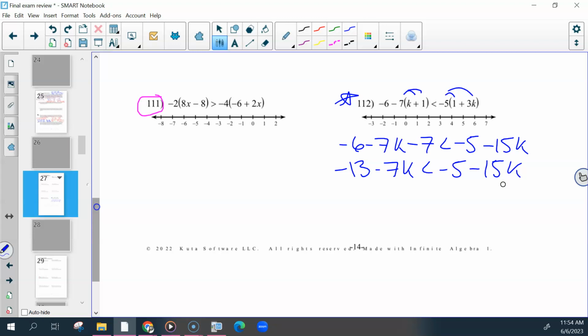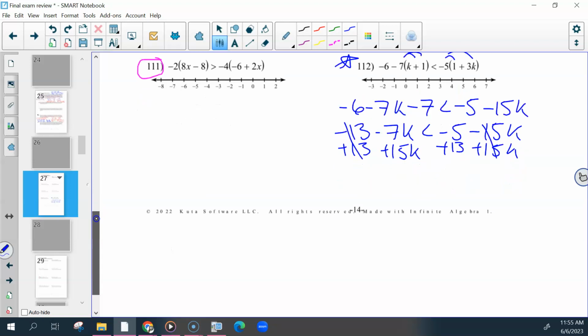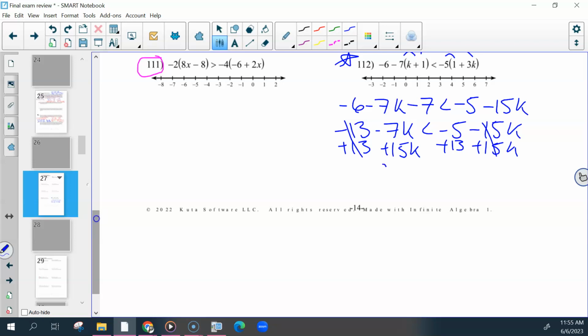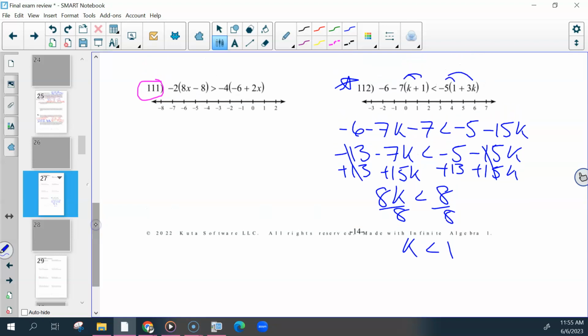Let's say I move 15k over, and move 13 over. Negative 7 plus 15, positive 8k is less than negative 5 plus 13, also 8. So k is less than 1. Wilson, did you have a question or are you sure? If you were dividing by a negative number, you would change the sign, but we're not doing that in this case. So this would be an open circle at 1, going to the left.